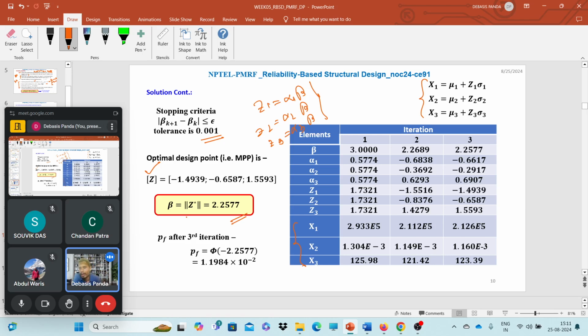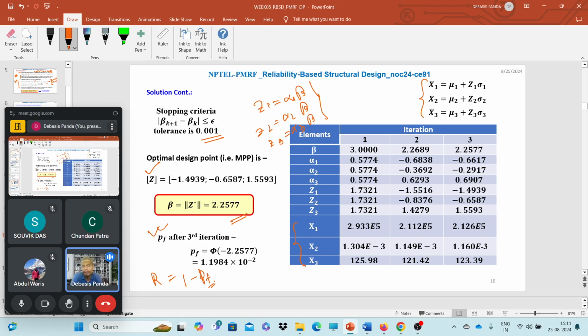So once we have beta, we can easily find out the probability of failure, and once we have the probability of failure, we can find out the reliability also, because reliability is nothing but 1 minus the probability of failure. In this way we can see that using the Rackwitz algorithm we can easily calculate beta.